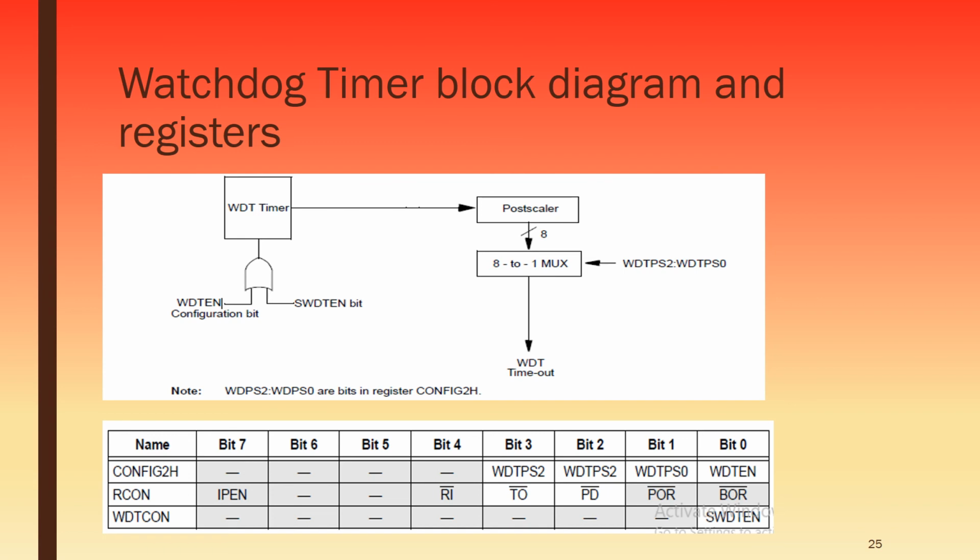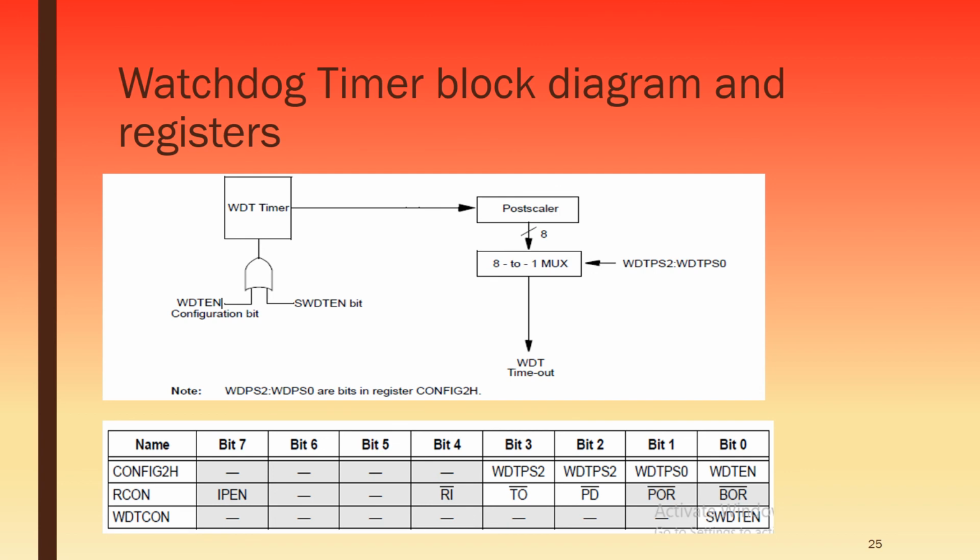The CLRWDT and SLEEP instructions can be used to clear the WDT and the post-scaler if assigned to the WDT, and prevent it from timing out and generating a device reset condition. When the CLRWDT instruction is executed, the post-scaler is assigned to the WDT. The post-scaler count will be cleared, but the post-scaler assignment is not changed. So this register and the block diagram tell you how exactly the watchdog timer works.